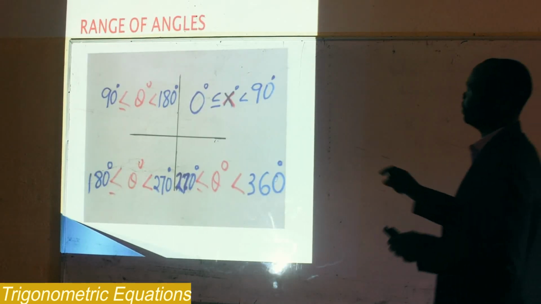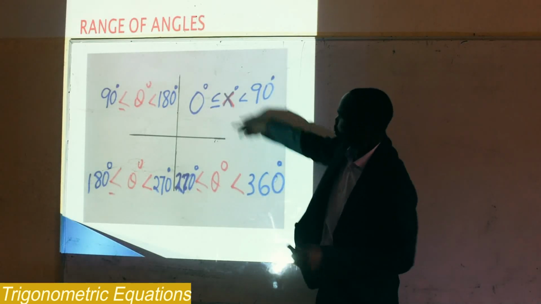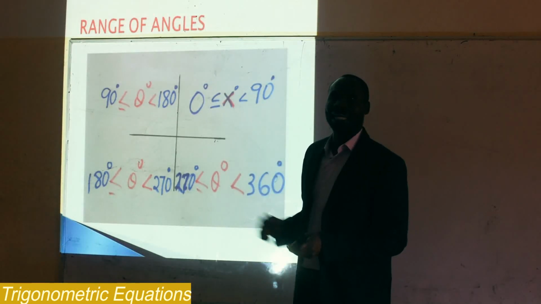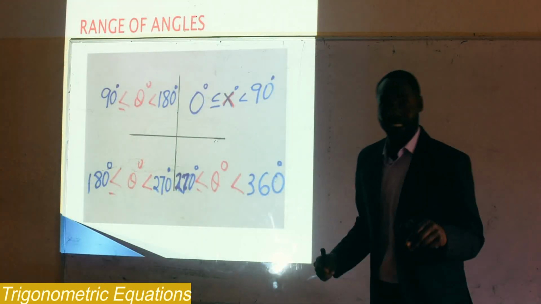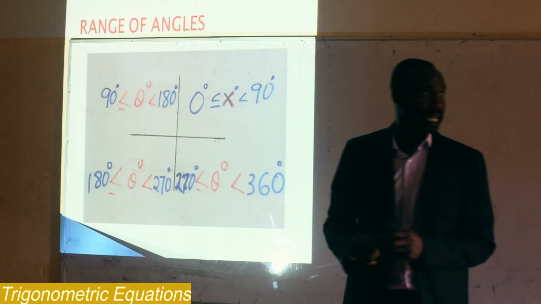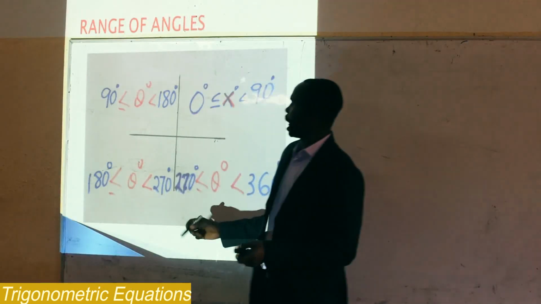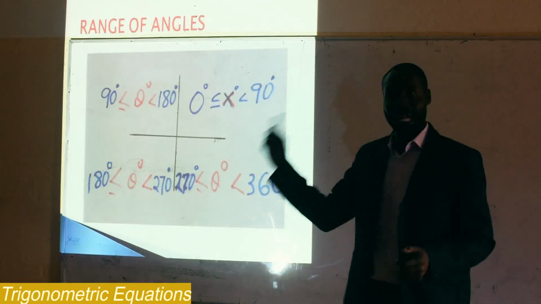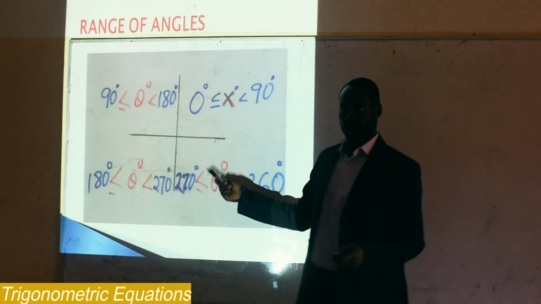Let us see the angles. Here, the angles are between 0 and 90, but 90 is not inclusive in the first quadrant. In the first quadrant, the angles are 0 to 89.99. In the second quadrant, 90 is included, up to 179.99. The angles in the third quadrant are between 180 and 269.999.